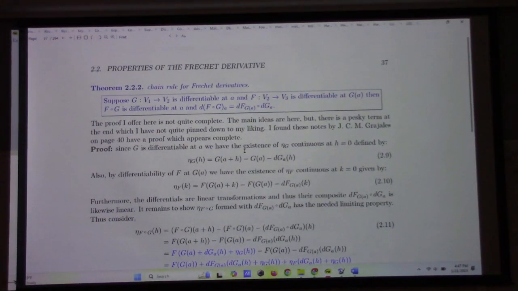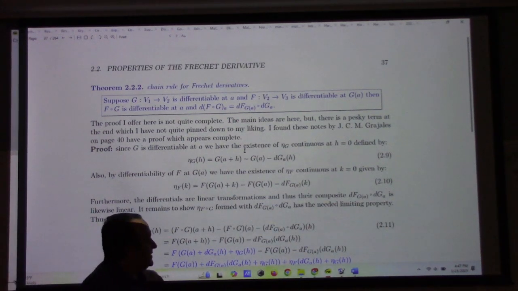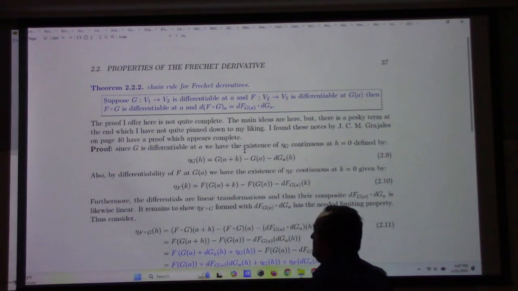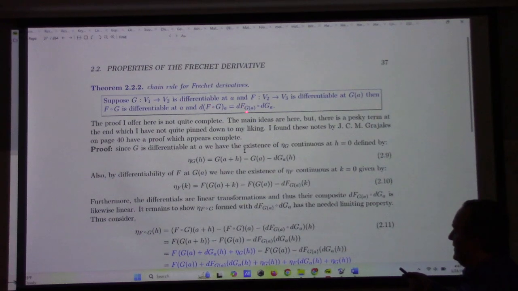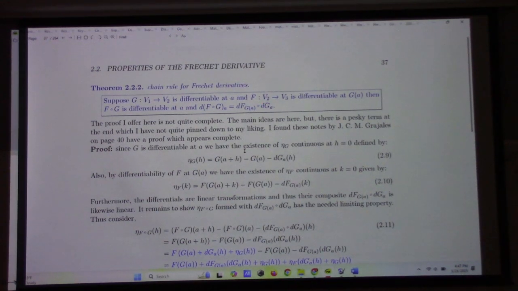Now, this is the chain rule. If we have two functions of normed linear spaces, and we can compose them if they're composable, then the Frechet derivative of their composite is the composite of the Frechet derivatives. Of course, the outside function has to be evaluated at the output of the inside function, and the inside function, of course, has to be evaluated at a. So this is the chain rule.